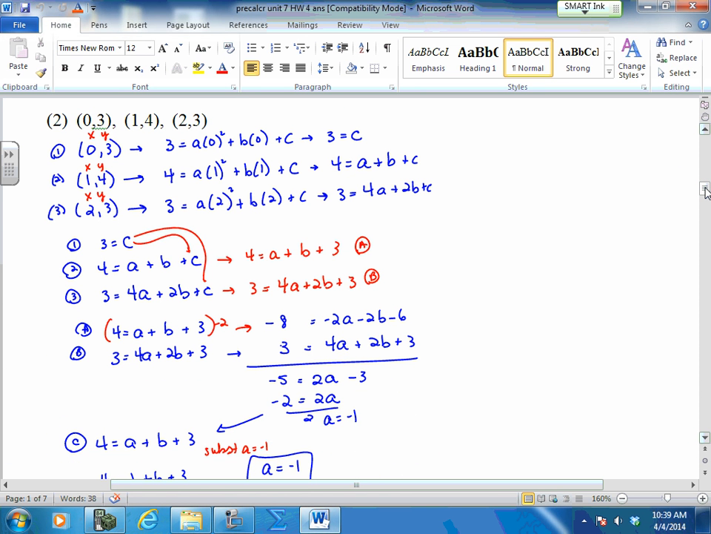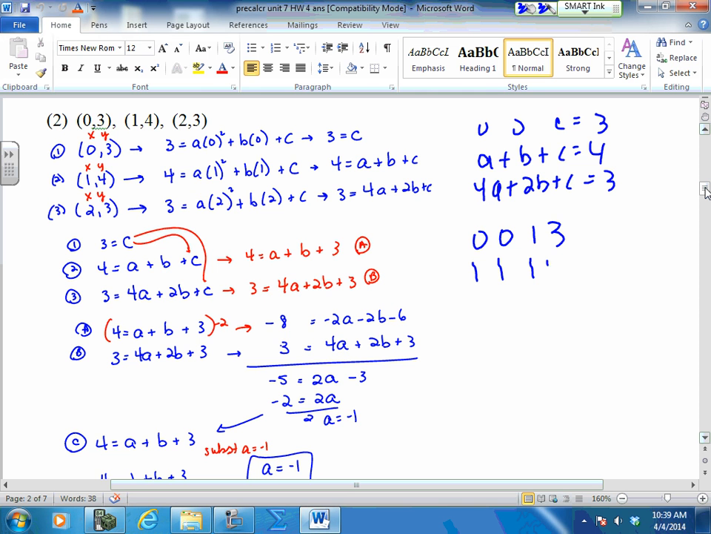Okay, number 2, again, set it up. So this is a plus b plus c equals 4. This is c equals 3. And 4a plus 2b plus c equals 3. Were we okay with this one? So we've got 0, 0, 1, 3, 1, 1, 1, 4, 4, 2, 1, 3. Did you get this matrix? Our REF?